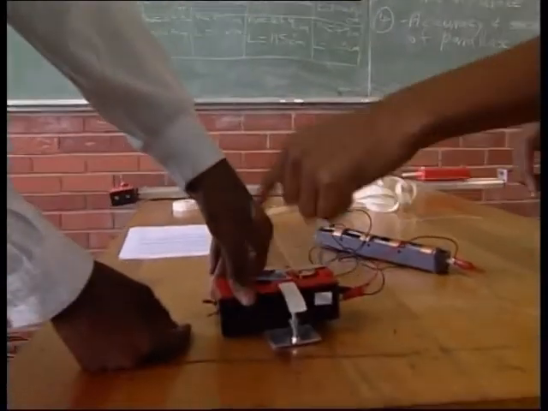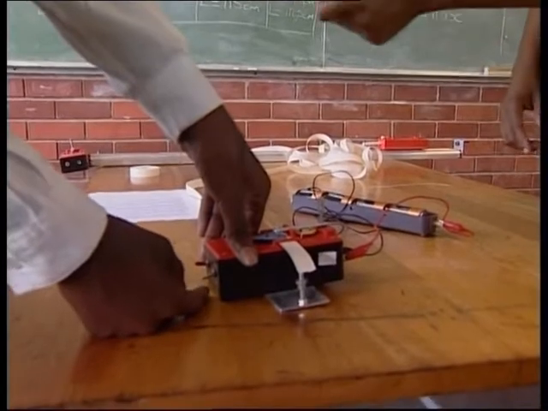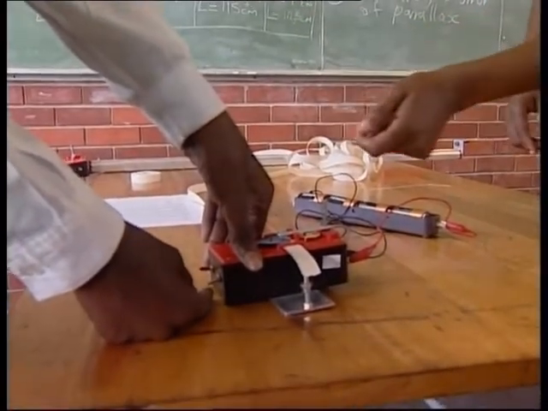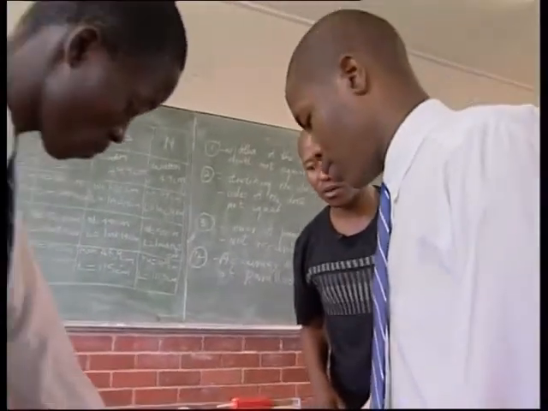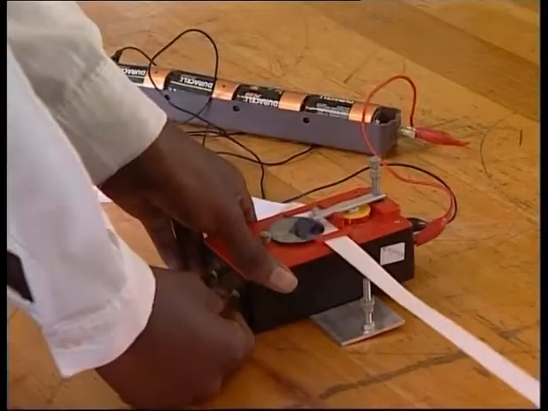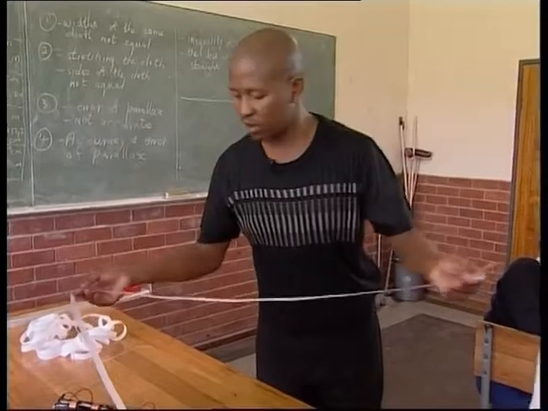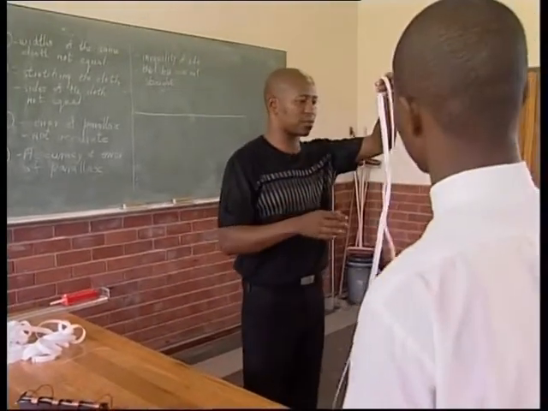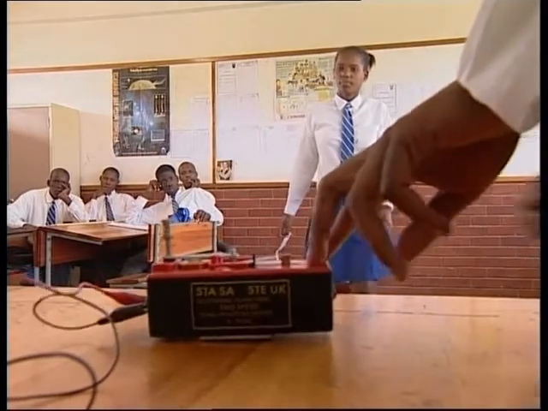When you turn it on, as soon as you turn it on, I want you, Michael, to pull the ticker tape at a constant speed. So you mustn't change speed. You just pull the ticker tape. So hold on to the ticker tape. Switch it on. So this is for the first group. Switch it on.